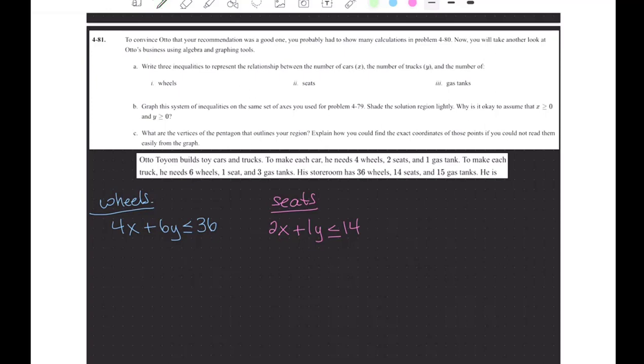Right? And last but not least, gas tanks.